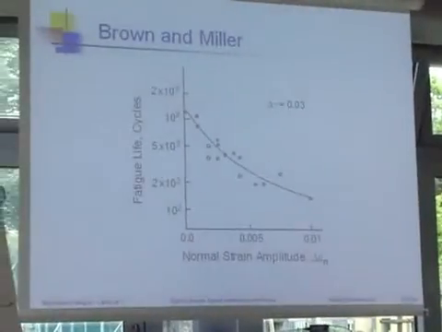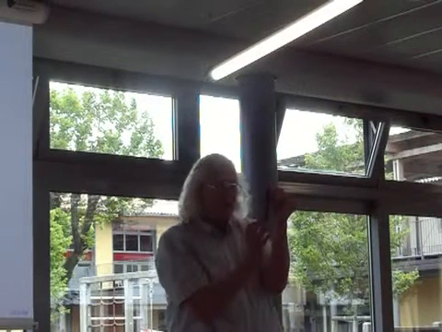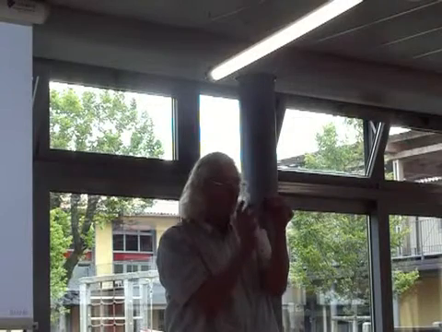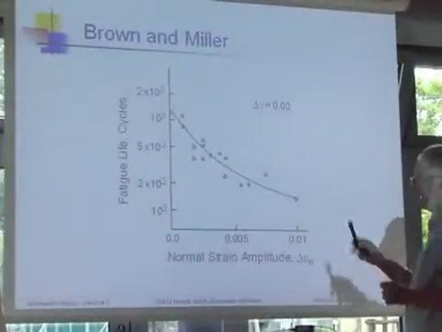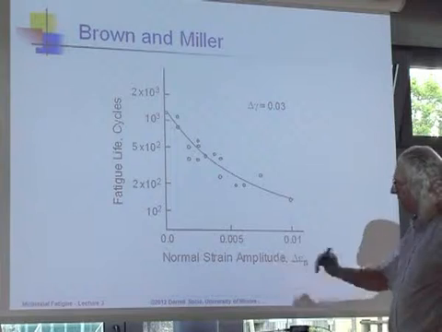What Brown and Miller did is they then did some experiments. If I look at this bar, I can do a test with the same shear strain in tension, torsion, and any combination of tension and torsion, just by varying the ratio of axial loads and shear loads. I can vary the ratio in such a way that the shear strain itself is always constant. I can get the same shear strain either by twisting it, pulling it, or any combination. That's exactly what they did, and this is some of their data. This is a constant shear strain of 0.003, and this is the normal strain amplitude.